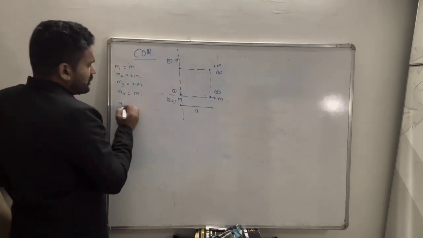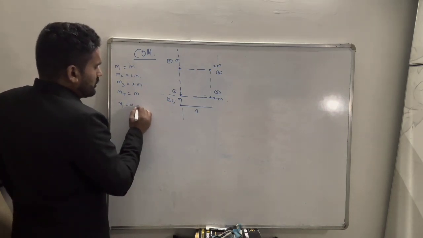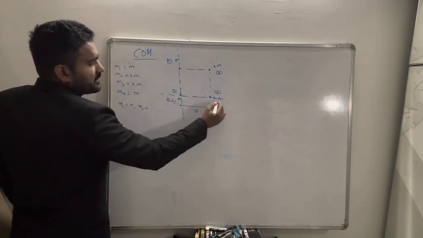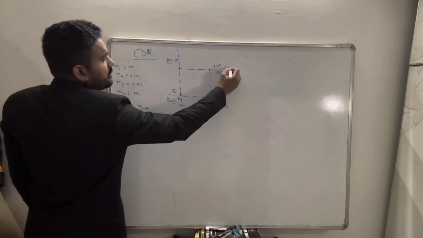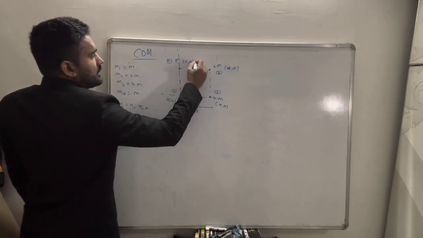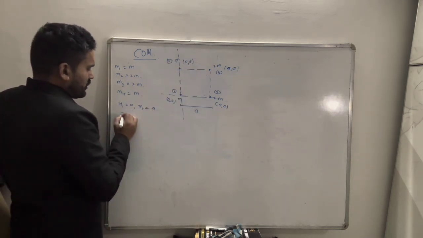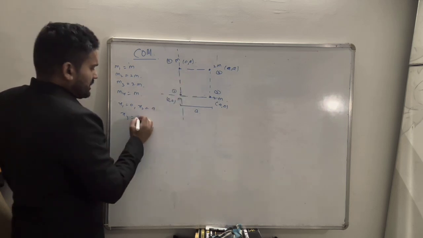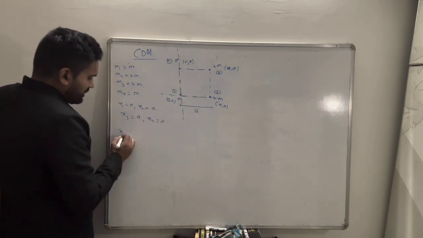So what is x1? What is the coordinate of m1? x1 is 0. What is x2? It is a comma 0. This is a comma a, and this is 0 comma a, right? So x2 is a. What is x3? x3 is again a, and x4 is 0. So what is the x center of mass?